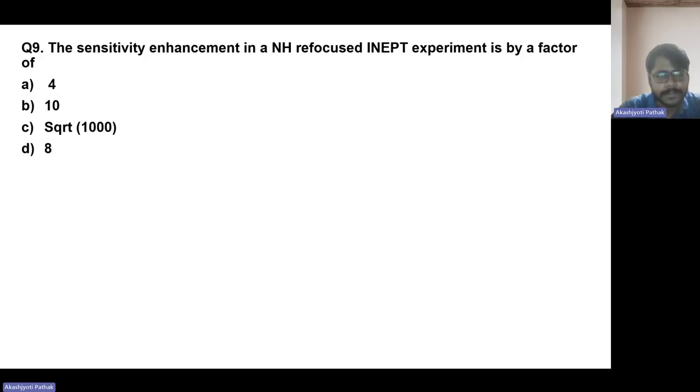So this is another question, based on the sensitivity enhancement, right? The sensitivity enhancement in the NH refocused INEPT experiment is by a factor of. So these are the four options, A, B, C, and D. Which one is correct? 4, 10, square root 1000, or is it 8? Which is the correct option?